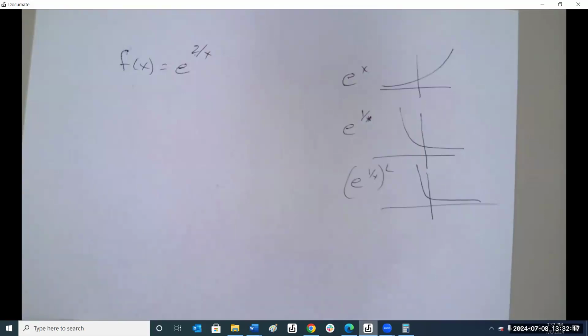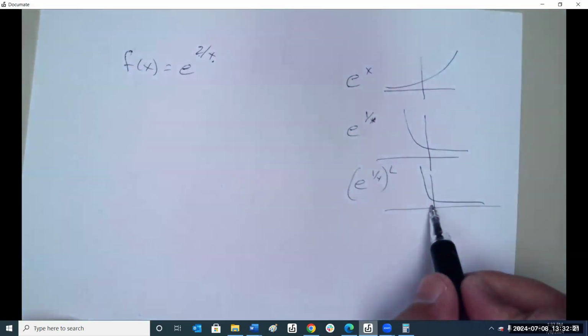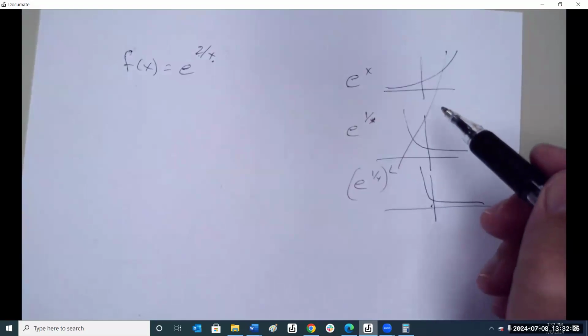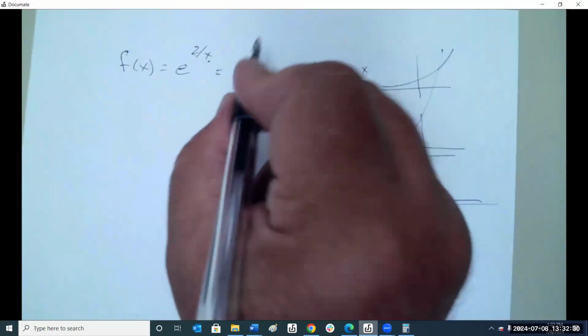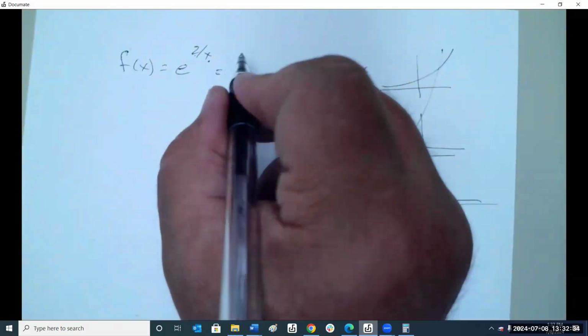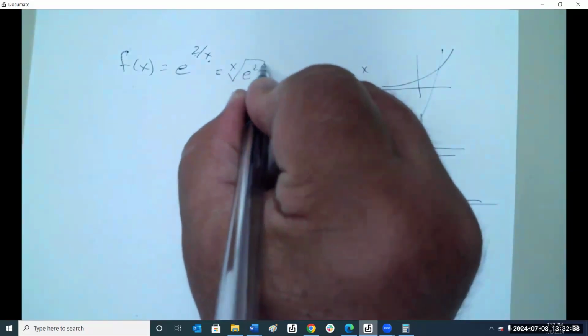No, hold it, hold it. This can't be right, hold it. Because x cannot be 0. Basically what this thing's saying is the x root of b squared.